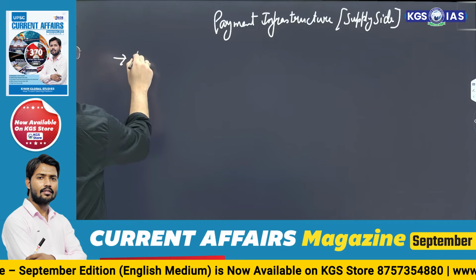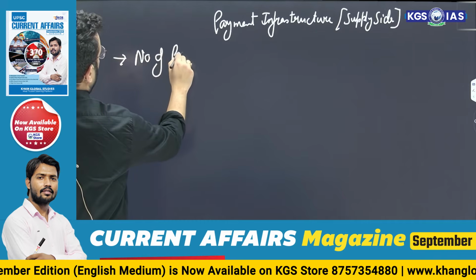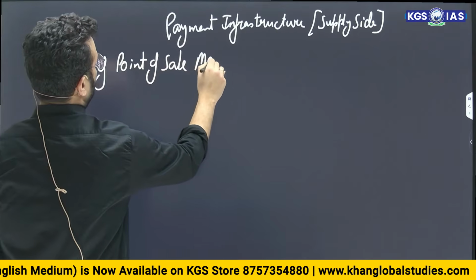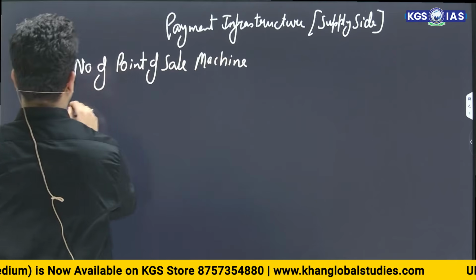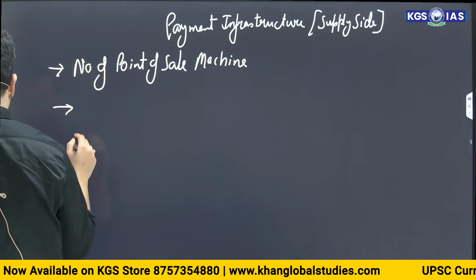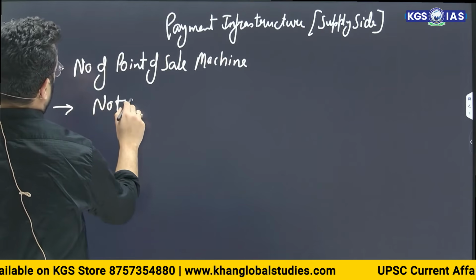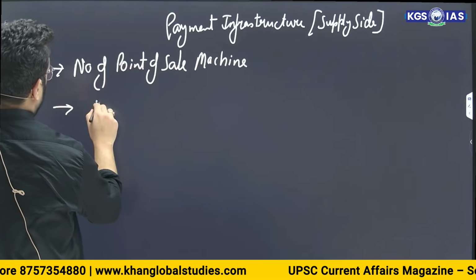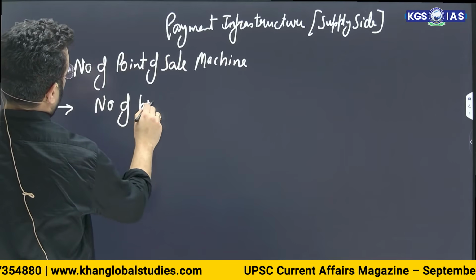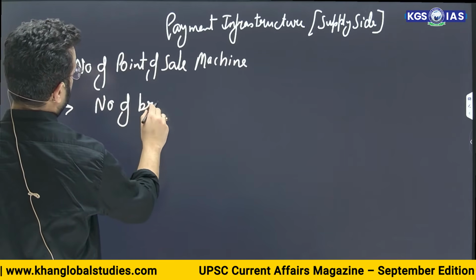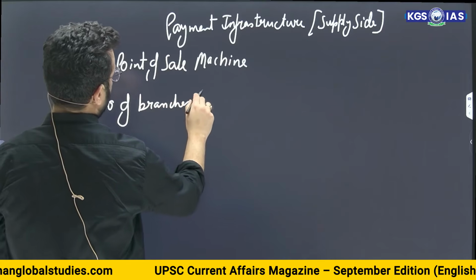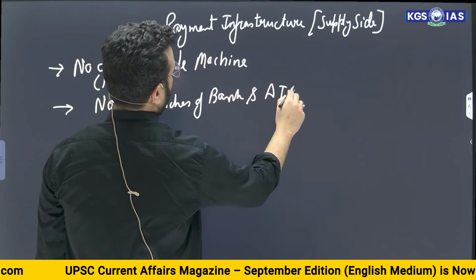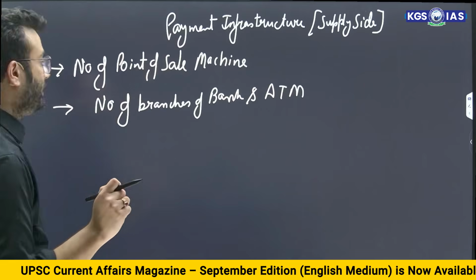Number of point of sale machines. Then apart from that, number of bank branches or ATMs. Number of branches of banks and ATMs.